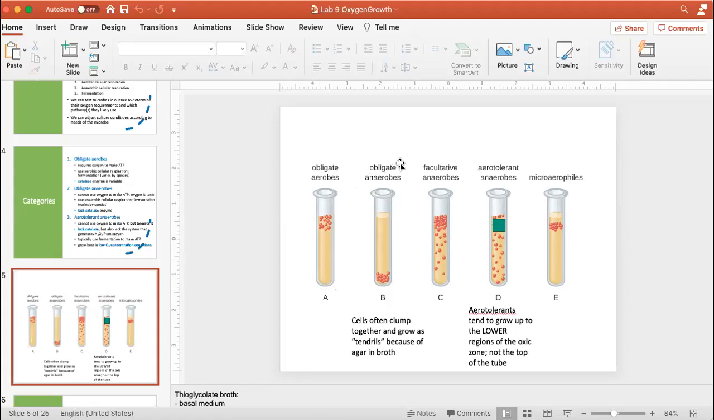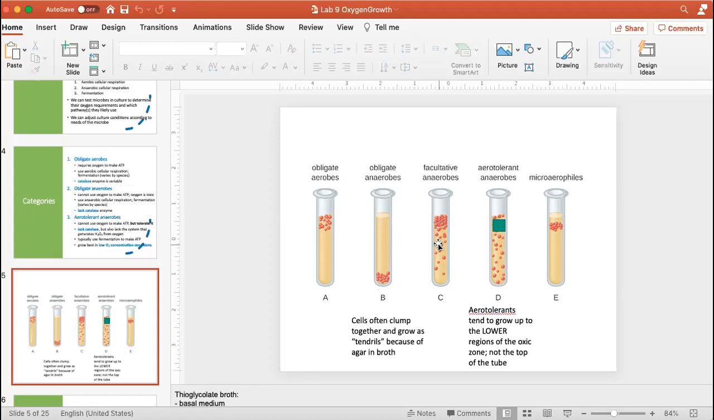Now look at how an obligate anaerobe grows in a thioglycolate tube. They're going to grow down in the lowest part of the tube because there's no oxygen down here. Remember, obligate anaerobes find oxygen toxic, so they have to stay away from it or they won't survive. So they go way down to the very bottom part of the tube where there's no oxygen, and they can grow right there.